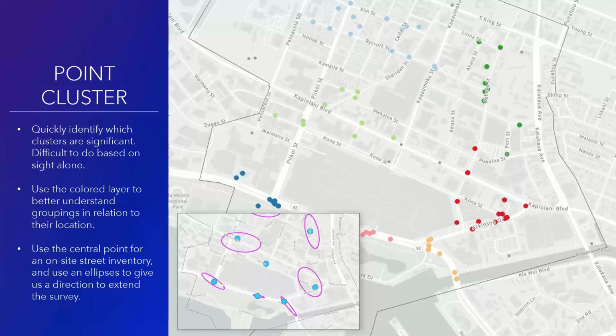With the directional trend, we have a central point and an ellipse to visualize. If we wanted to gather more specific information, we could use the central point for an on-site street inventory and use the ellipse to give us direction to extend the survey. We could also use it to see which properties maybe would need to be notified about improvement efforts.